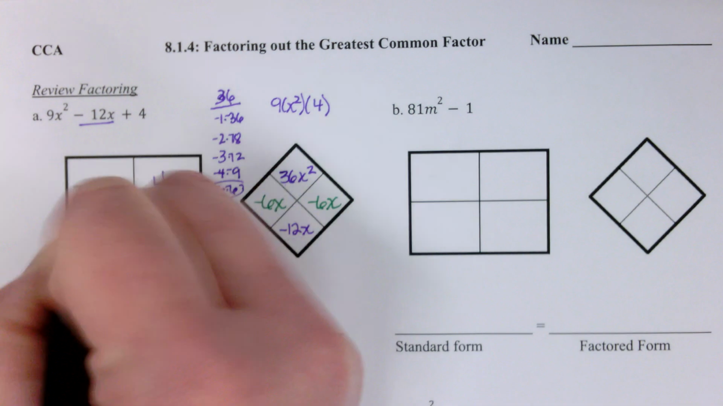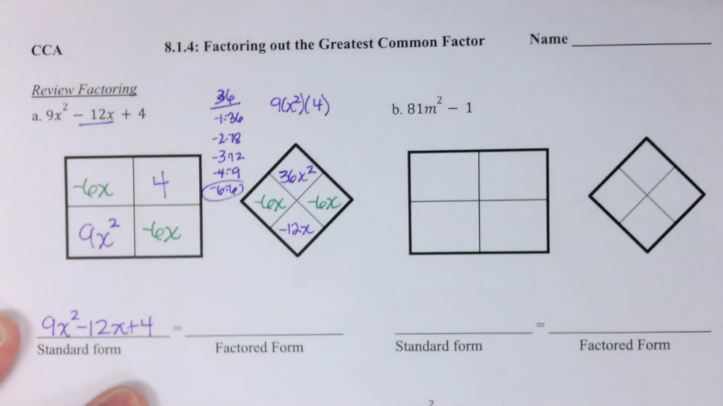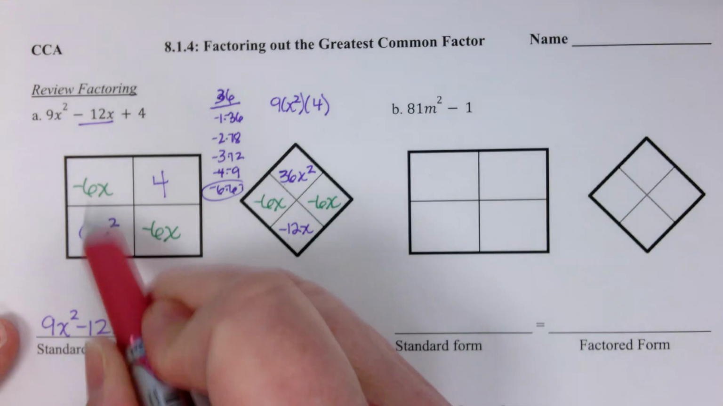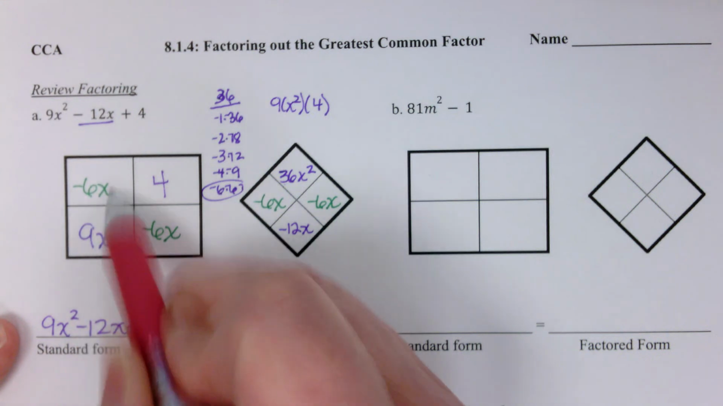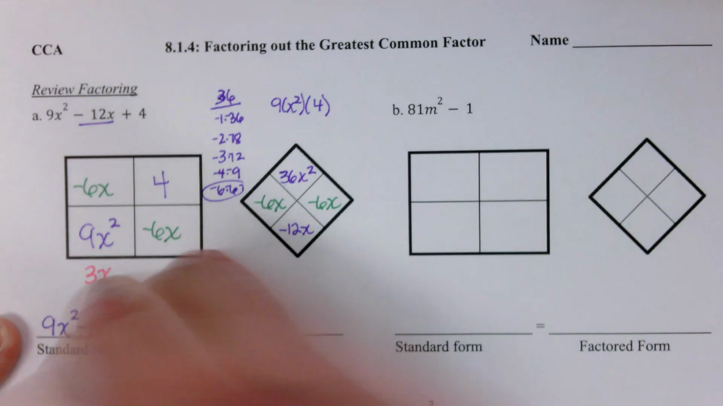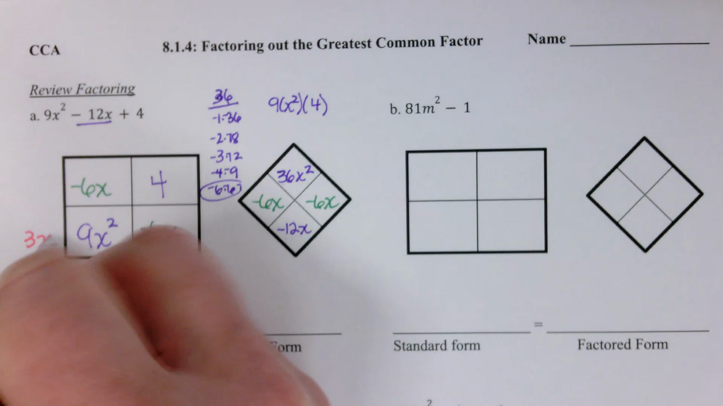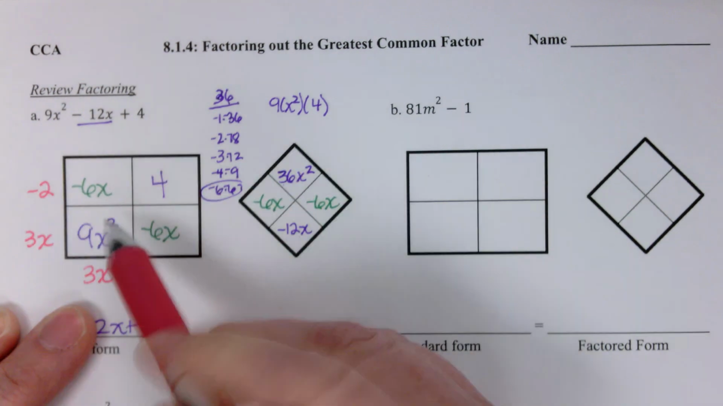Once I figure that out, I also put them in my box. And now I'm going to factor. So 3 goes into both 9 and negative 6. And an x goes into both x squared and x. So this is 3x. 3x times 3x gives me 9x squared. 3x times negative 2 gives me negative 6x.